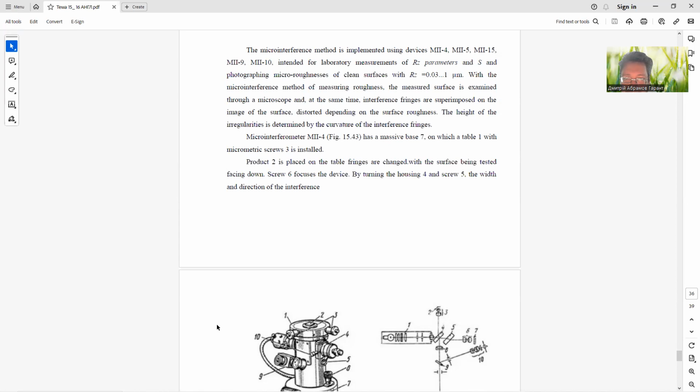The microinterferometer has a massive base on which a table 1 with micrometric screw 3 is installed. Product 2 is placed on the table with the surface being tested facing down. Screw 6 focuses the device; by tuning the housing 4 and screw 5, the width and direction of the interference fringes are changed.